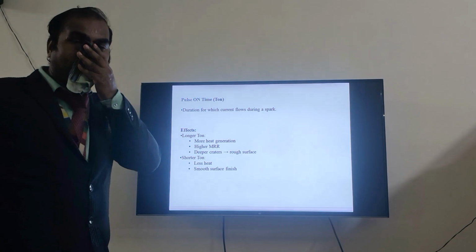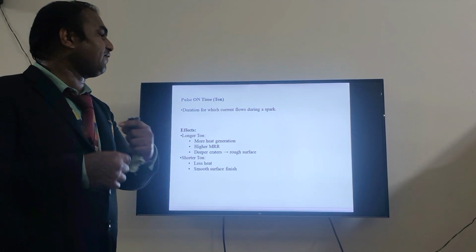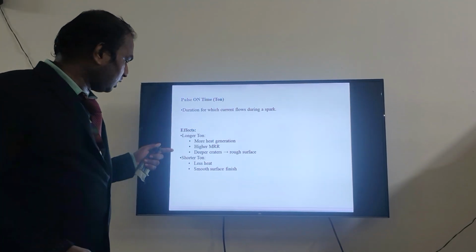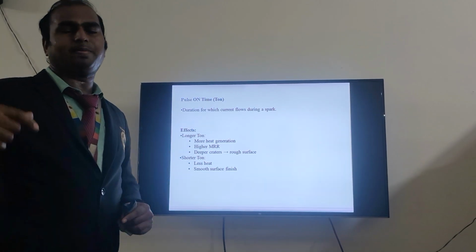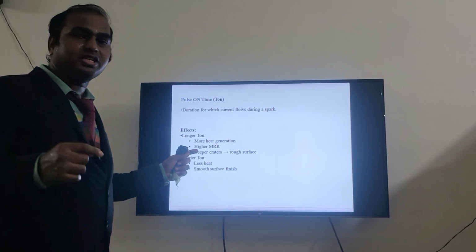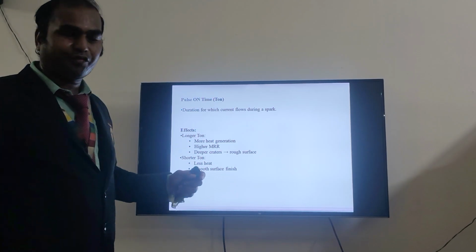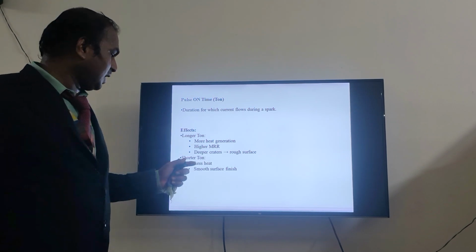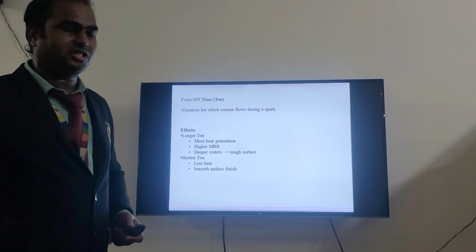So the next parameter is pulse on time. What is pulse on time? The duration for which the current flows during every spark. That has two important effects: one with longer T-on, one with shorter T-on. For a longer pulse on time, T-on, more heat is generated at the interface contact between the workpiece and the tool. It means a very high material removal rate, deeper craters, and very rough finishes. With a shorter T-on, there is very little heat generation between the tool and the workpiece and a very smooth surface finish, while the material removal rate is significantly lower.